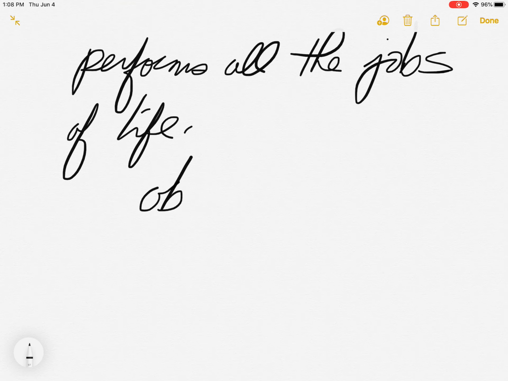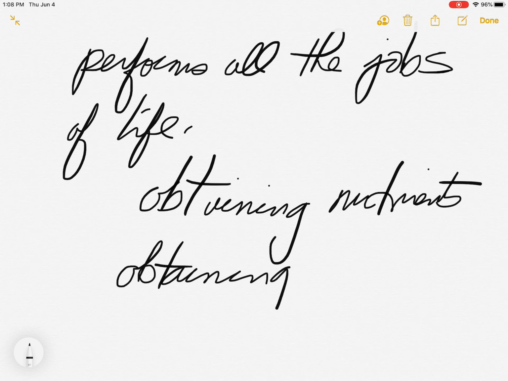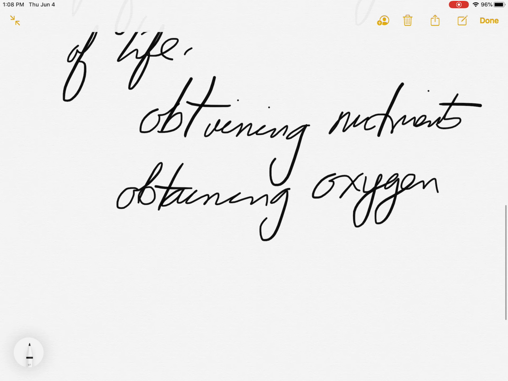So, for instance, what are the jobs of life? Obtaining nutrients. And of course, the other key job of life, for most things anyway, is obtaining oxygen. Because these two things are basically what go together to produce the energy that allows life to exist. From a physics point of view, life is really simply just a bunch of energy changes that are happening one after the other or in conjunction with each other.